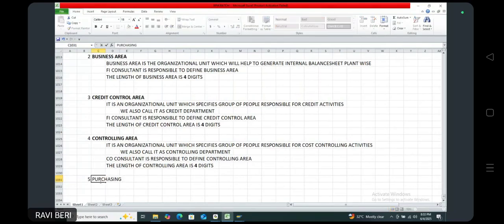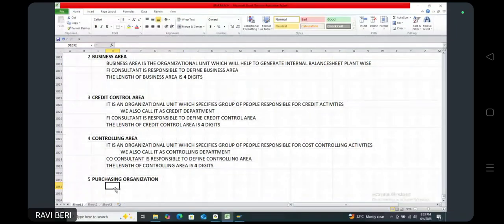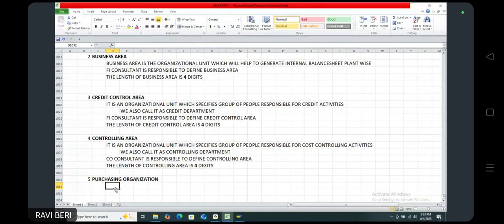Next, purchasing organization. So this is the last one in other organizational units. So this we discuss later when the concept comes. Okay. So purchasing organization, take this.